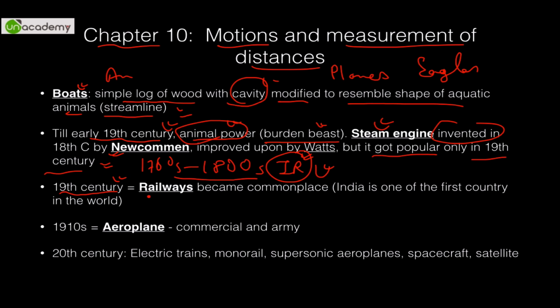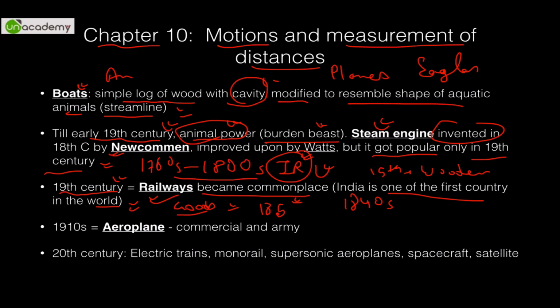In the 19th century railways became commonplace. Like, actually railways have existed since the 15th century. In Europe there were wooden rails and all, but they were not mass transport. In England they were fairly commonplace in the 1840s, but India is one of the first countries in the world because the Britishers were having the government in India back then, and they wanted to transport goods from the interior to the ports. That is why they developed railways in India. Well placed in the 1850s, 1853. Everybody knows it started from Thane.